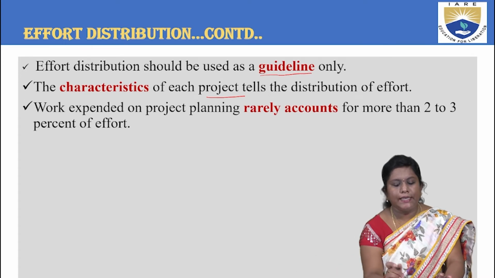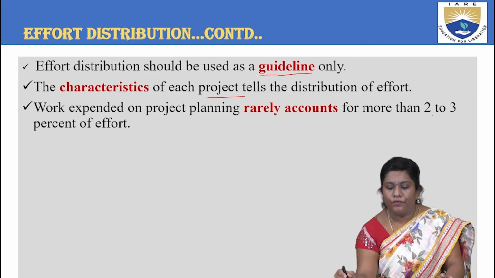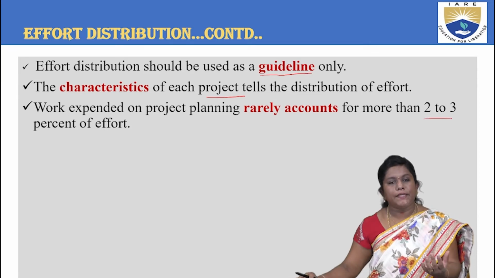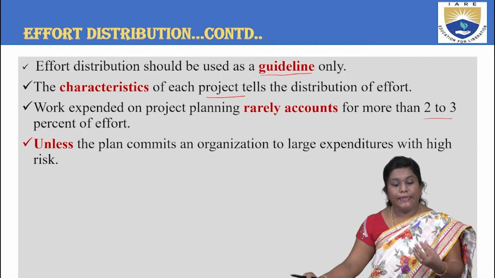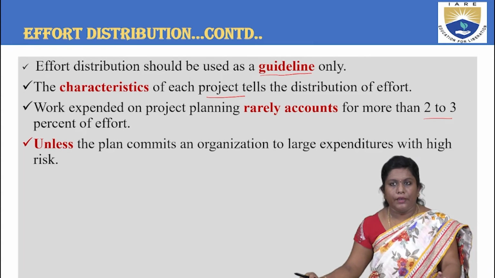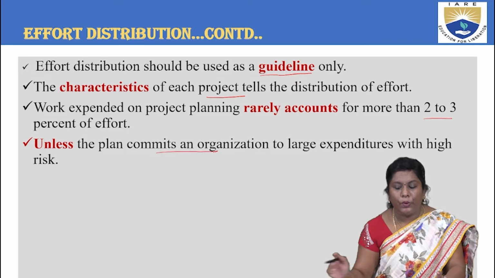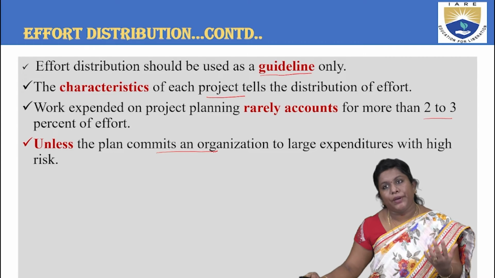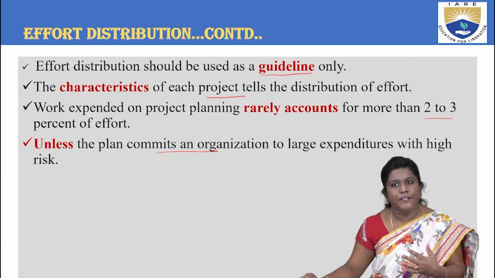So what is it saying is, work that is planned in a project rarely accounts for 2 to 3% of effort. 2 to 3% of effort that is being involved in a project, right? Unless this plan commits an organization to large expenditures, it leads to risk. Okay, so on what things should you focus the effort distribution?